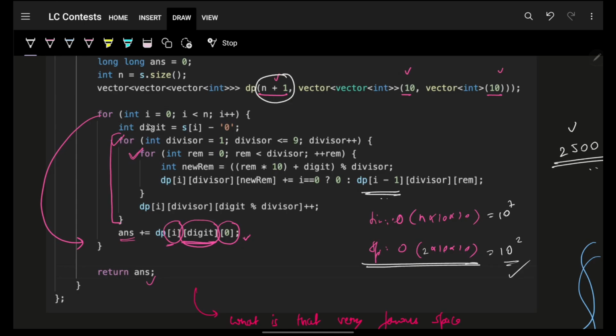Again, I tried my best to have as much dry run as possible, but again, I'm telling you, this is not a problem where a dry run will be useful.